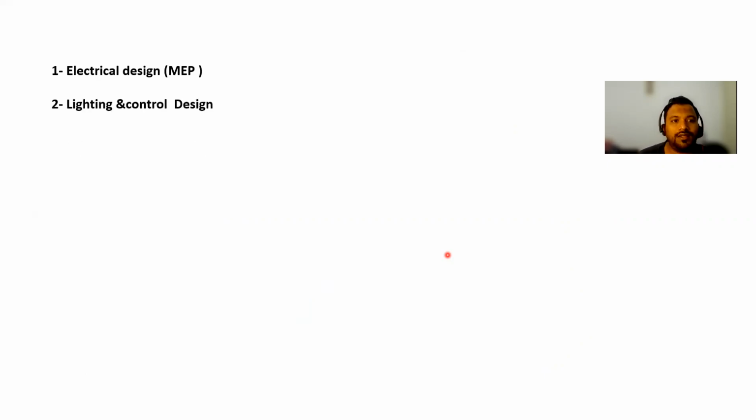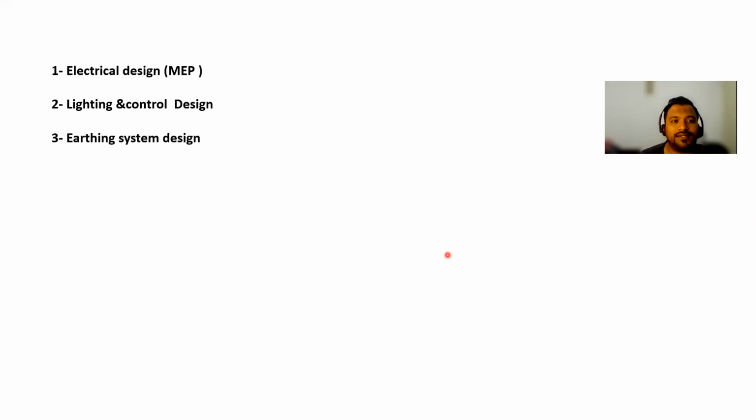Second thing, lighting and lighting control designs. So in these courses, what type of lights are used according to the places, how much lux is required, and how to control those lights. Those things we can learn in the lighting and lighting control design.